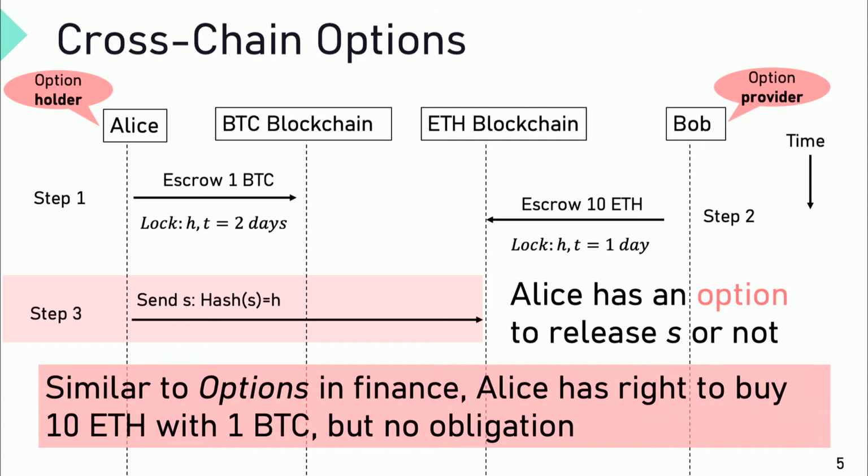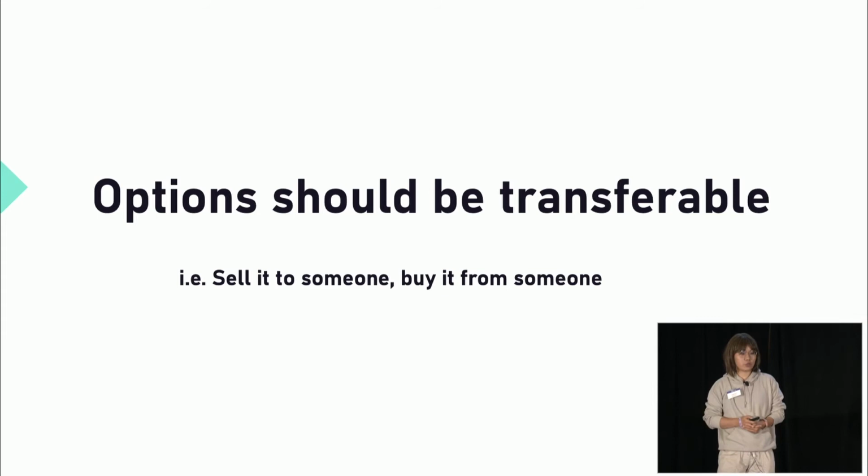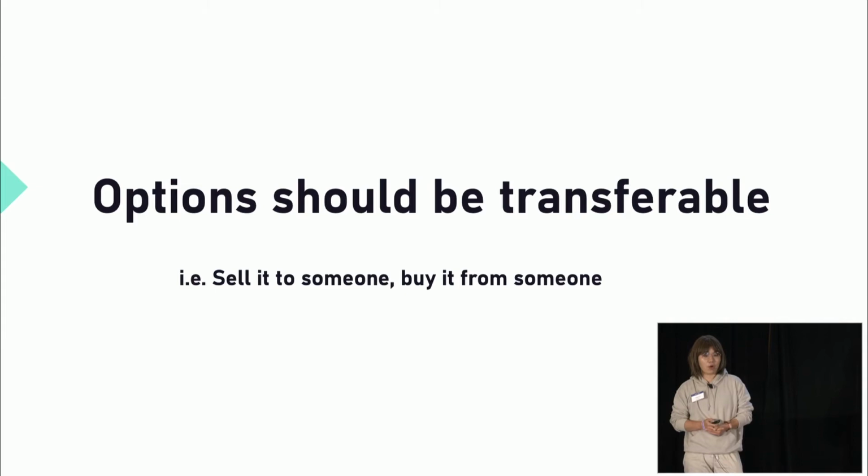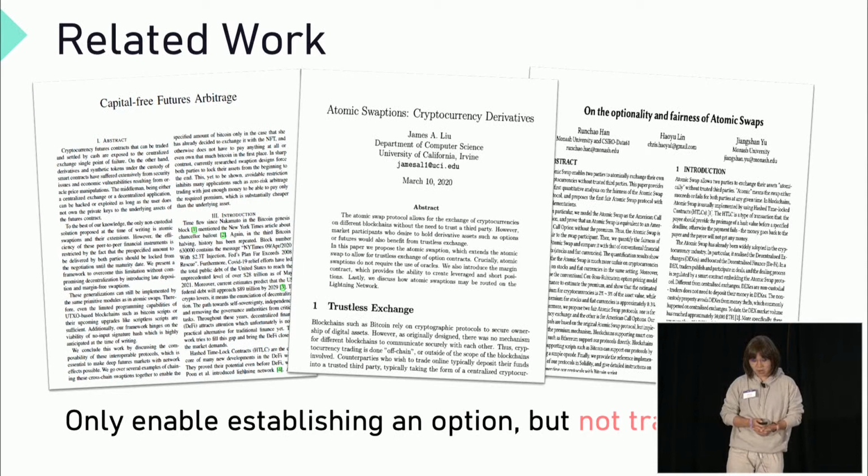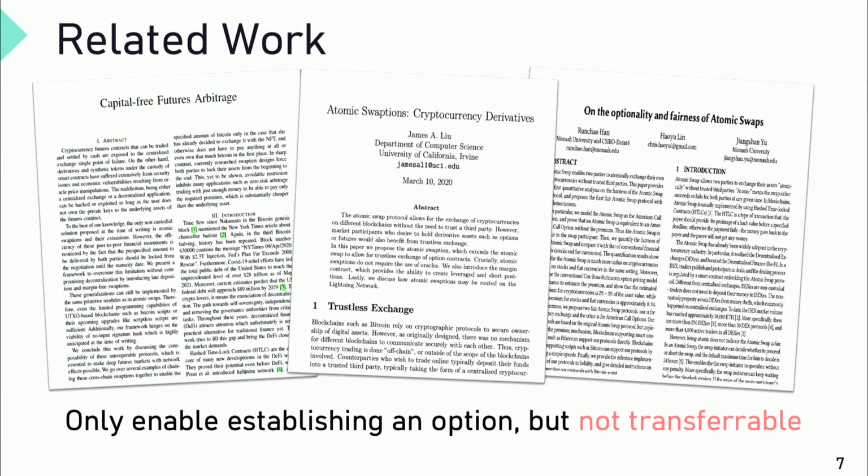Like in financial markets, options should be transferable. That means one should be able to sell it to someone or buy it from someone. There is some related work on cross-chain options. However, they only enable establishing an option. Once established, the options are not transferable. That means, in our example, their work doesn't allow Alice to sell her option.